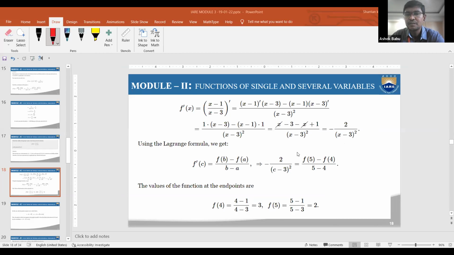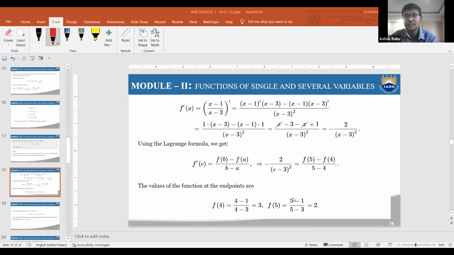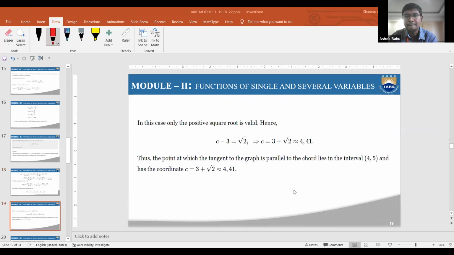Therefore here everything is done. We have f dash of c, f of b, f of a. Next, by using all these values, you need to replace in the required formula. Therefore c is equal to 3 plus root 2, and 3 plus root 2 is nothing but, what is the value here, 4.41. Why? Root 2 value lies in between 1 and 2 only. Therefore 3 plus root 2 is nothing but 4.41.